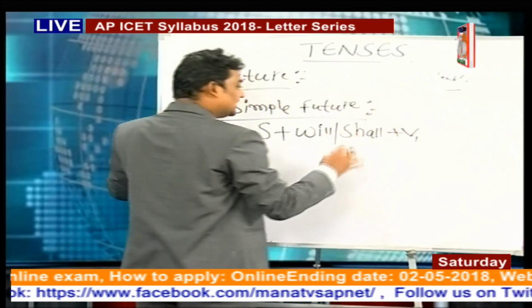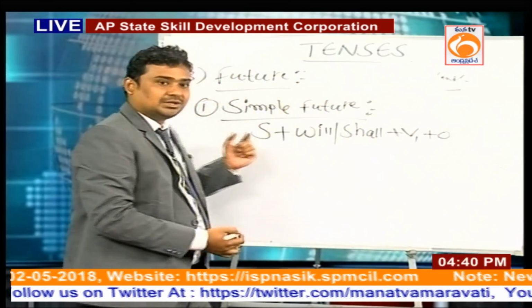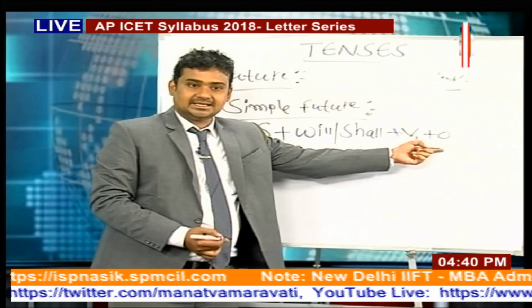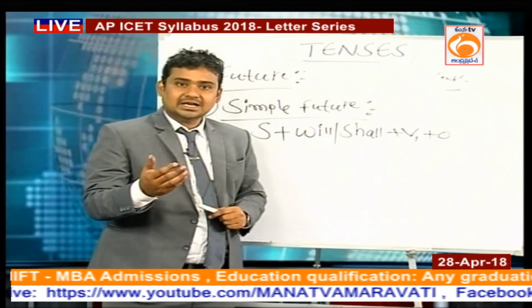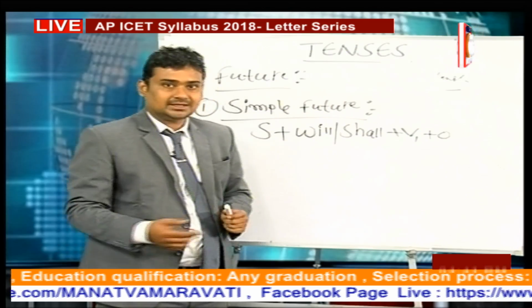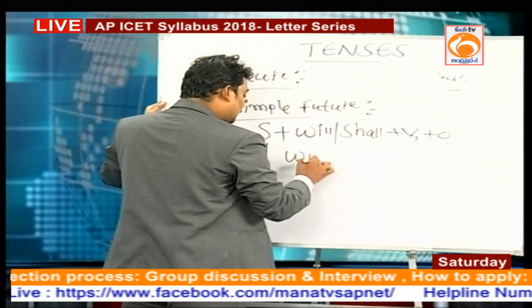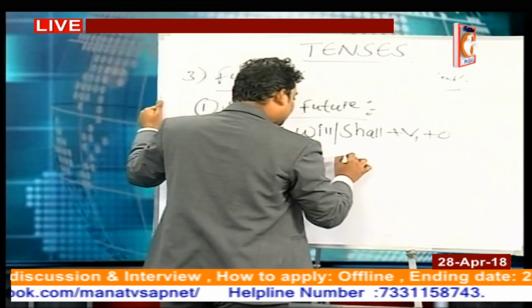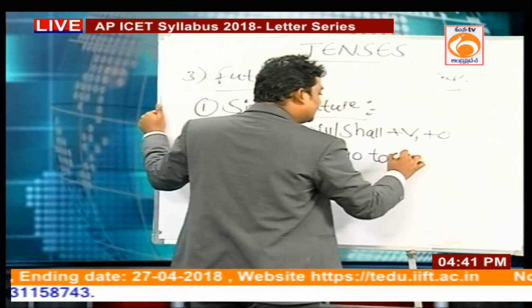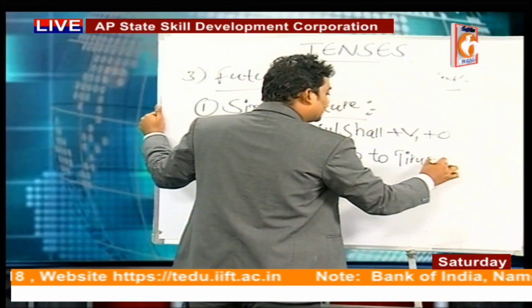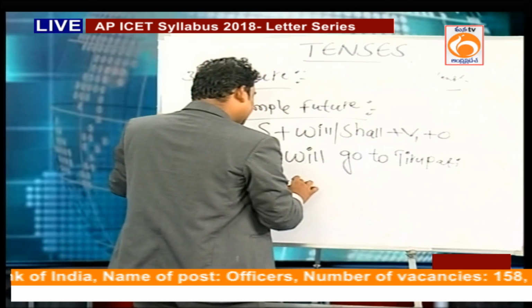If the sentence is transitive, we must use an object. If it is intransitive, there is no need to use an object. What is the basic structure of the simple future tense? Subject, will or shall plus V1. The example for simple future: I will go to Tirupati next week.